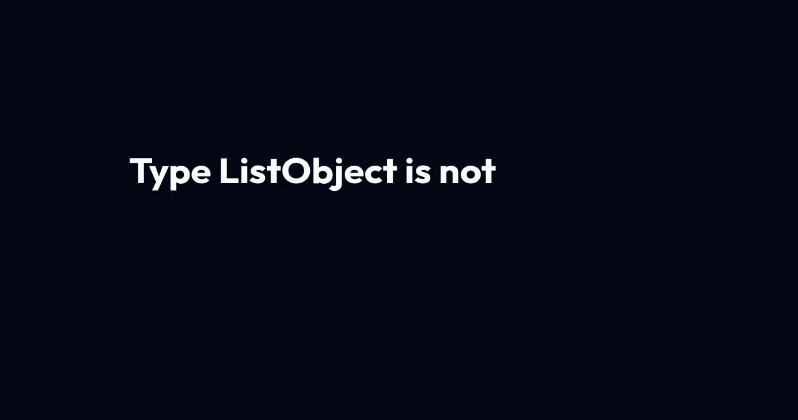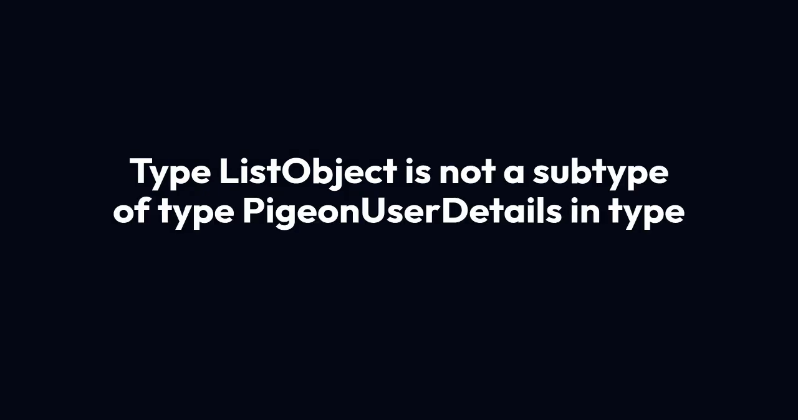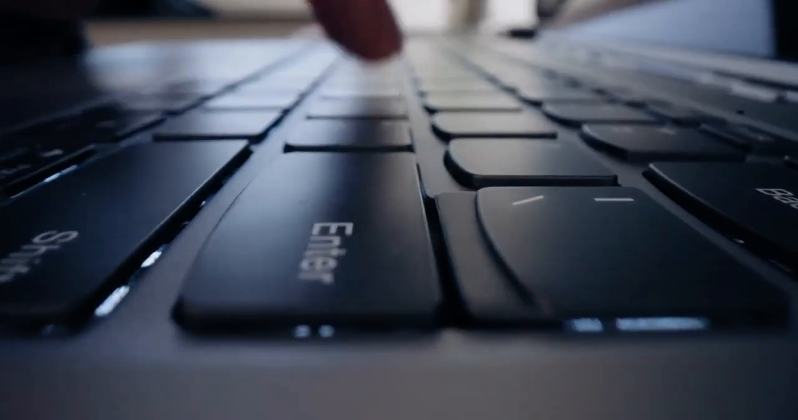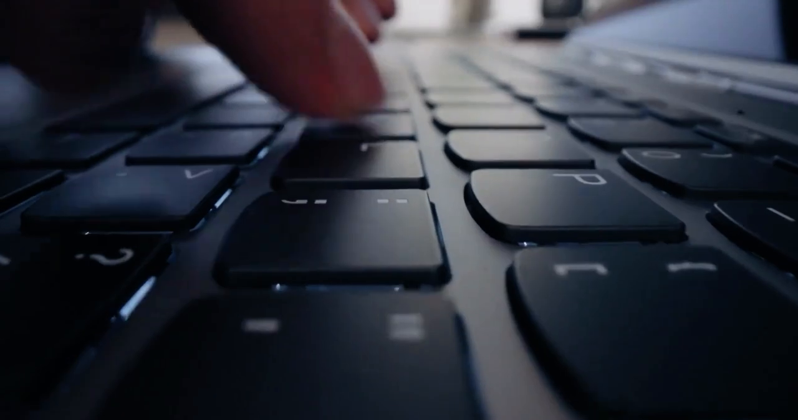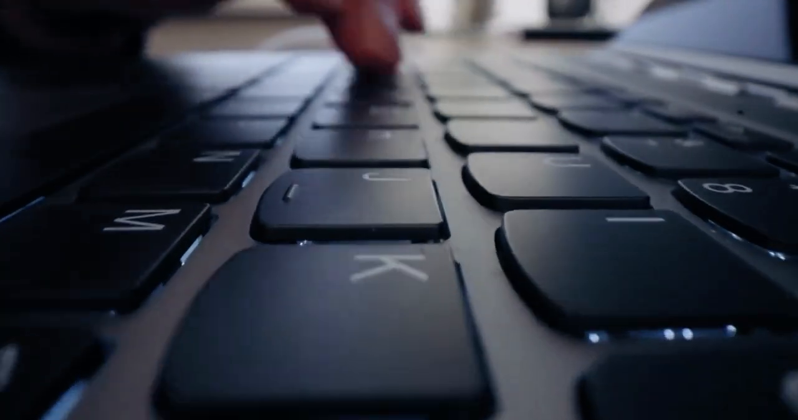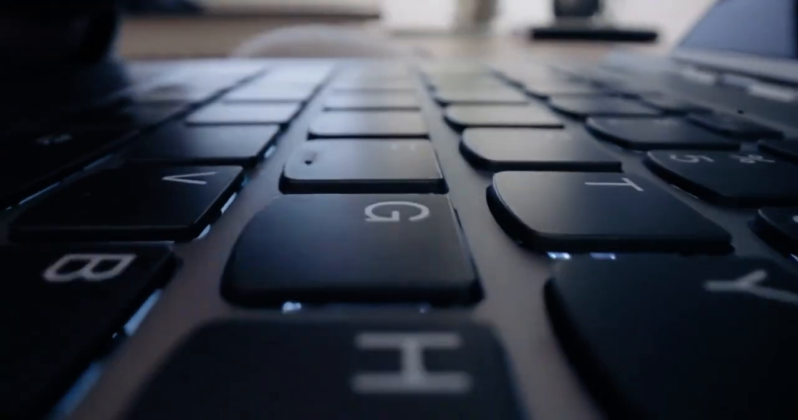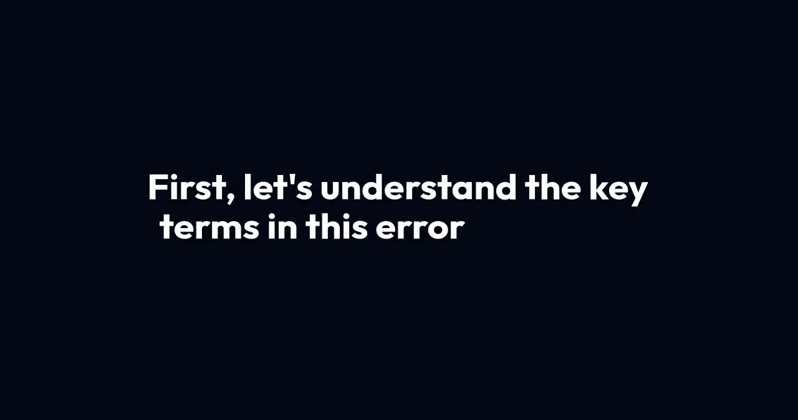Today, we're diving into a programming message that can look a bit intimidating at first glance. Type ListObject is not a subtype of type PigeonUserDetails in typecast. Don't worry, we're going to break down exactly what this means, why you're seeing it, and most importantly, how to fix it in your code. Let's get started.